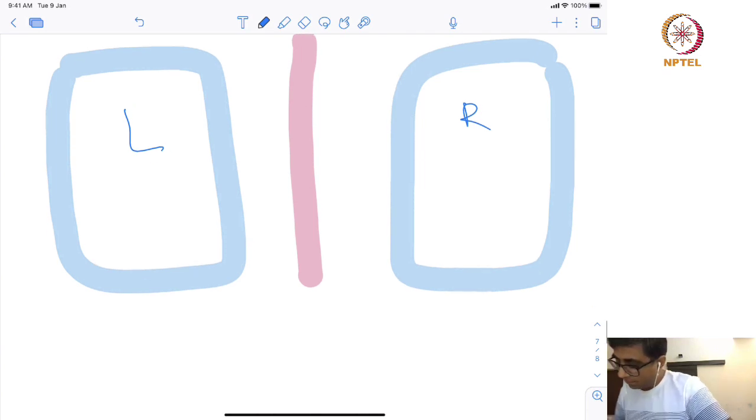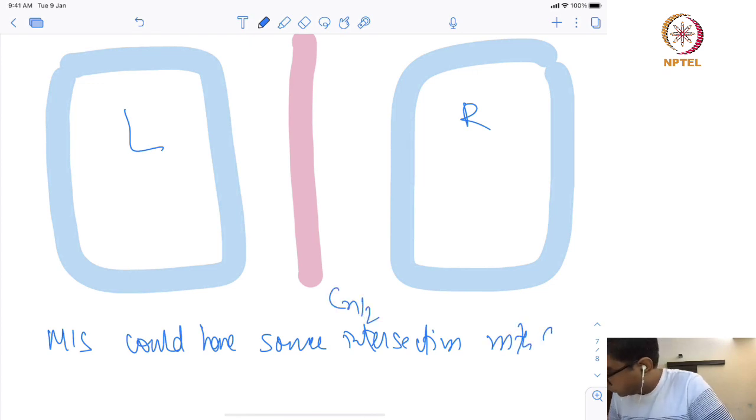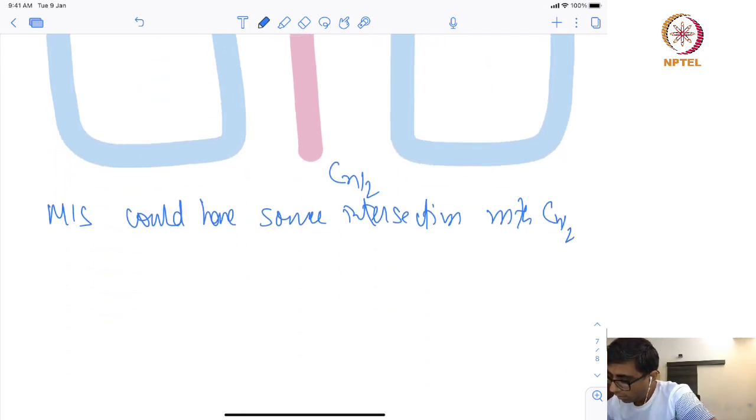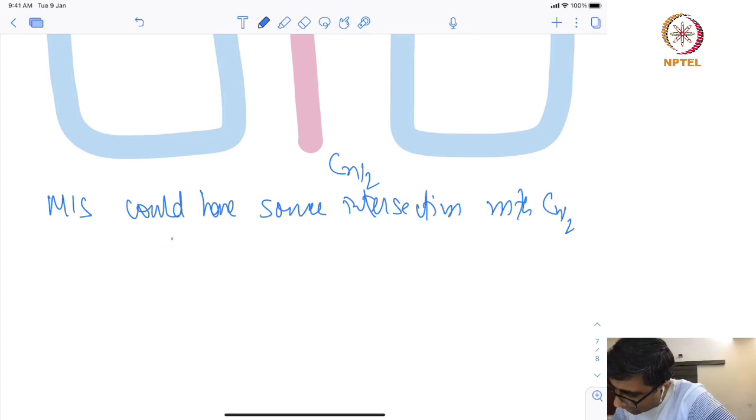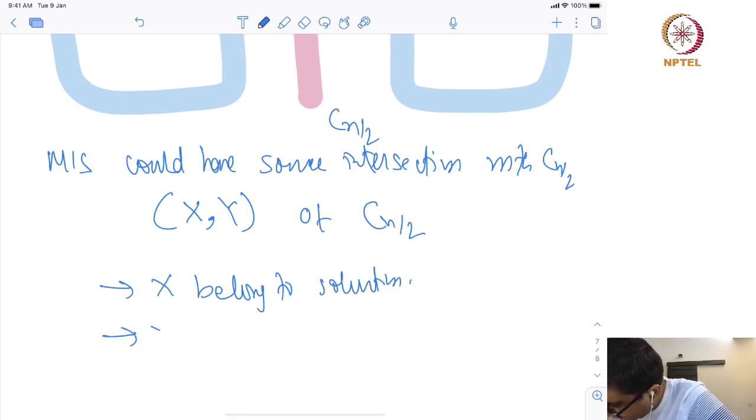So the maximum independent set could have some intersection with column n by 2, right? We don't know what that intersection is. So basically it's like a partition x comma y of column n by 2, where x belongs to the solution that we are seeking, and y does not belong to the solution.